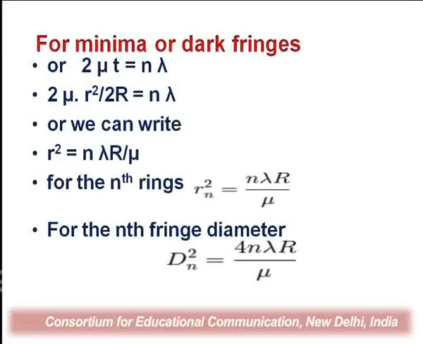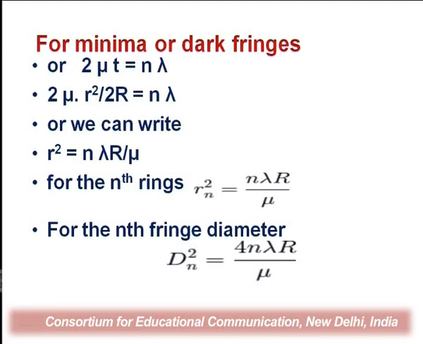Now for the dark fringes, for minima, 2 mu t is equal to n lambda. Now for the darker fringes, this formula again we get to get the thickness of the glass slab by using the transmitted light. So 2 mu t is equal to n lambda. We put the value of t here, which will be 2 mu into r square by 2R is equal to n lambda. Now we can write it as r square is equal to n lambda R divided by mu.